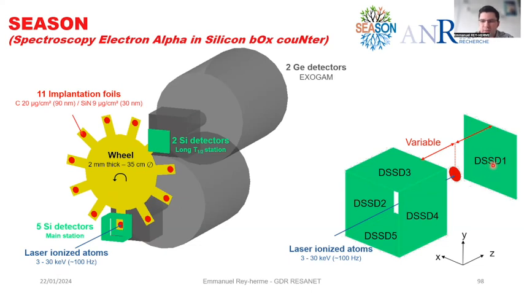So if we take a closer look at the main station here, we have 5 silicon detectors. Those are double-sided silicon strip detectors, 1 millimeter thick, to be able to stop conversion electrons up to 600 keV. And the distance between the detectors and the implantation foil will be variable in order to mitigate the case of larger count rates, and not having summing effect or not blinding the detectors due to large count rates.